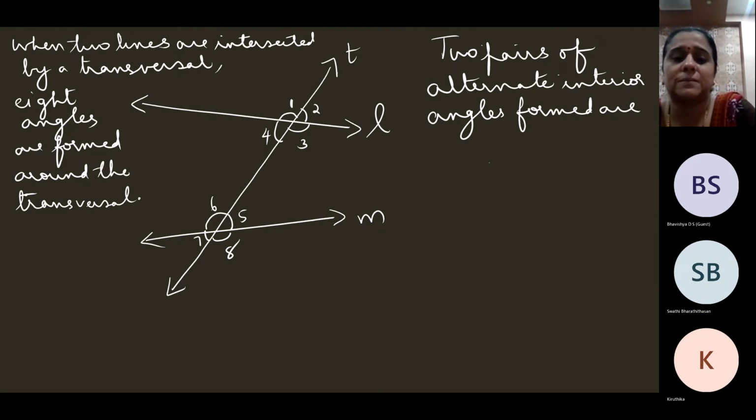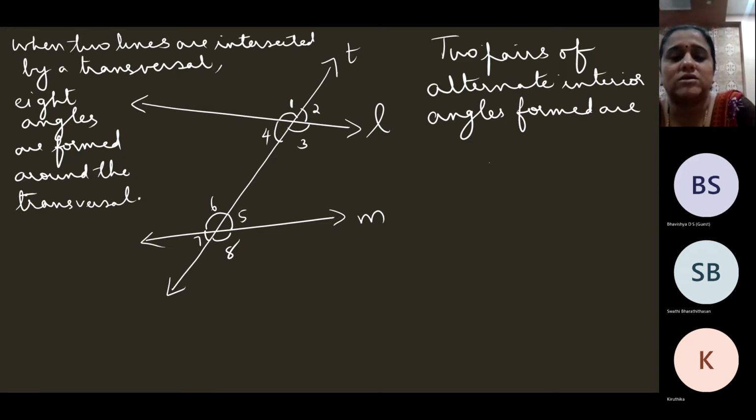Bhavishya, another one. Angle 4 and angle 3, ma'am. Angle 3 and angle 4 are a linear pair of angles. Kritika? Two angles that form a linear pair. 6 and 5. Very good. Angles 5 and angle 6 form a linear pair.